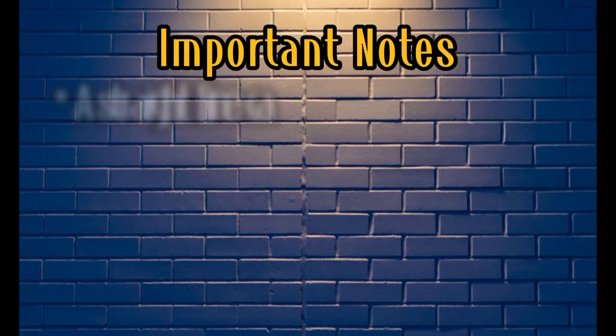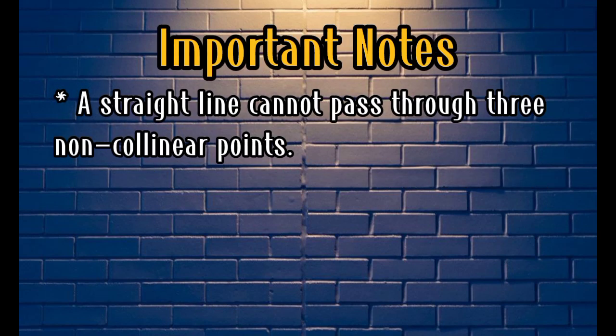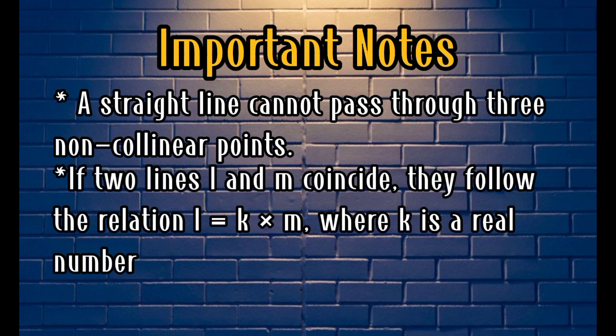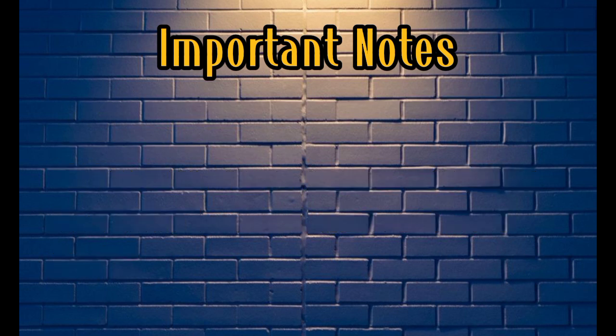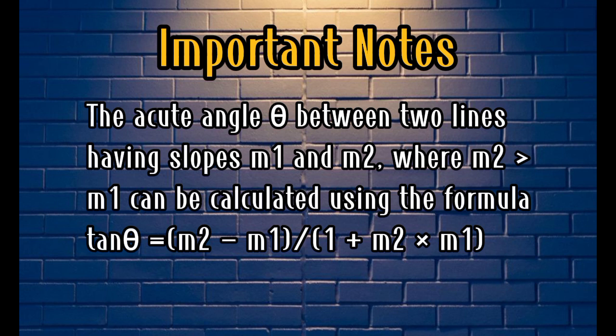Important notes. A straight line cannot pass through three non-collinear points. If two lines L and M coincide, they follow the relation L = K times M, where K is a real number. The acute angle theta between two lines having slopes m1 and m2, where m2 is greater than m1, can be calculated using the formula tan theta = (m2 - m1) / (1 + m2 times m1).